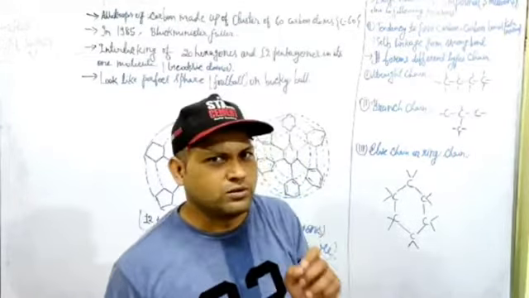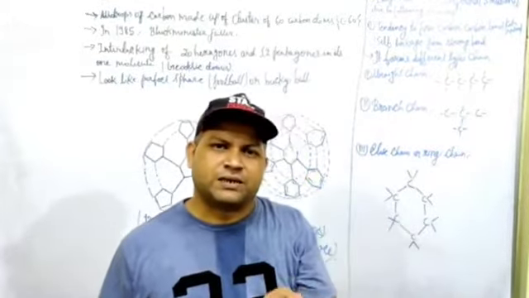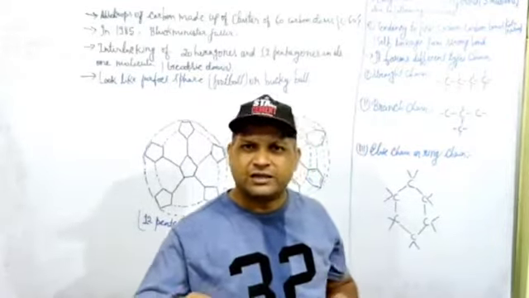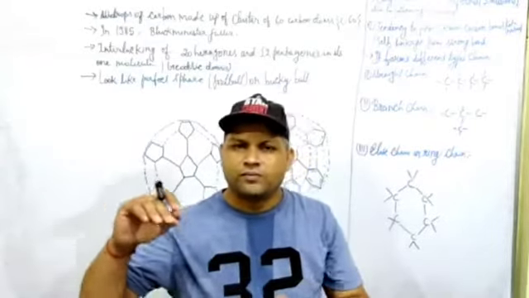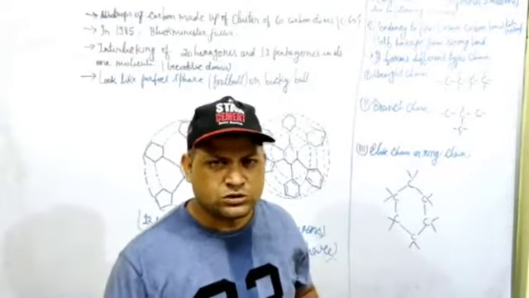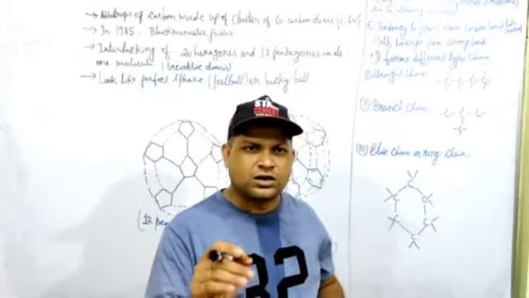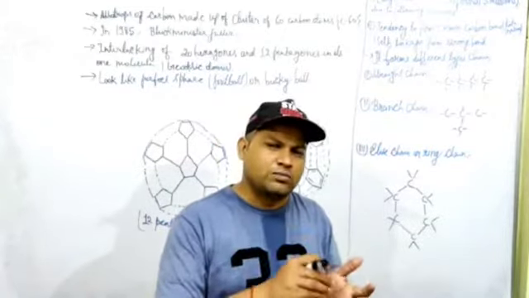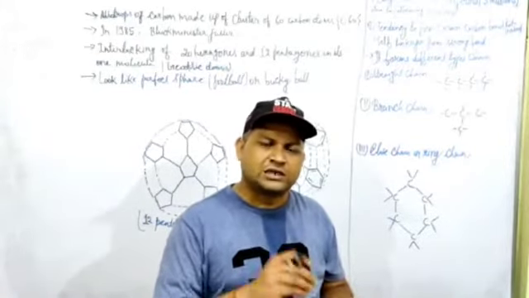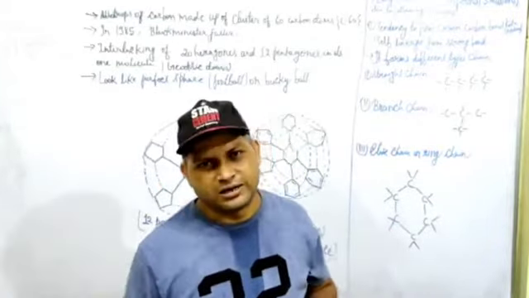This property is shown by carbon, and the bond formed between carbon-carbon atoms is stronger than the bonds formed between the atoms of carbon and other atoms. Understood? The bond formed between carbon-carbon atoms is stronger than other bonds formed between carbon and other atoms. Understood?